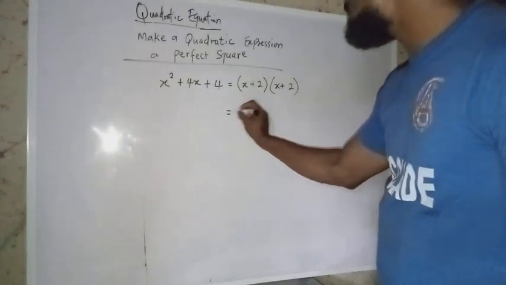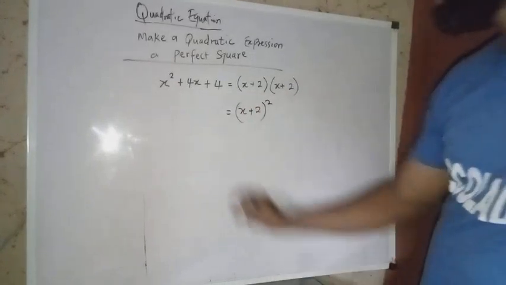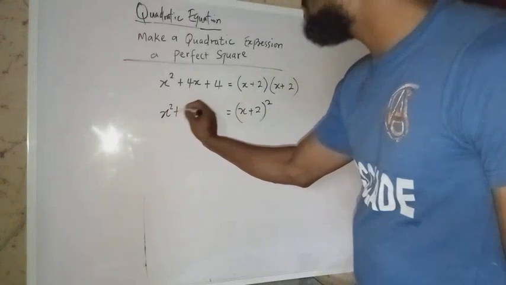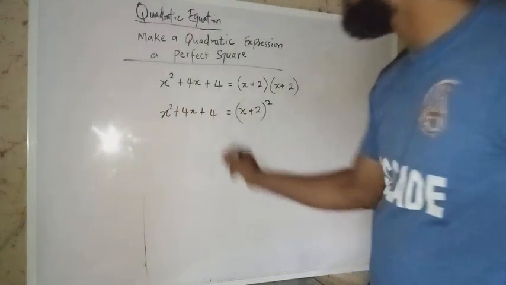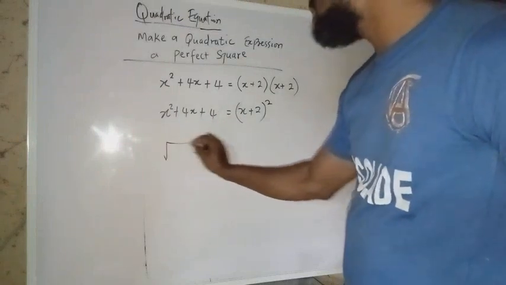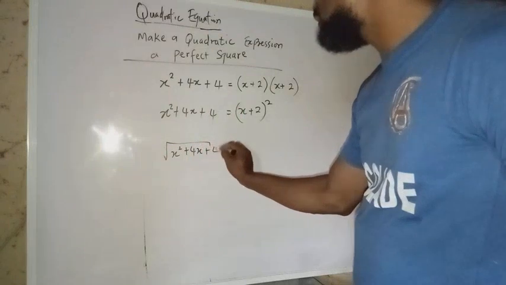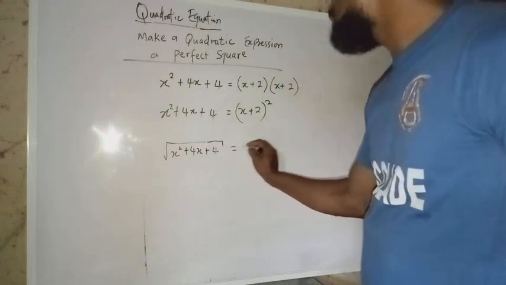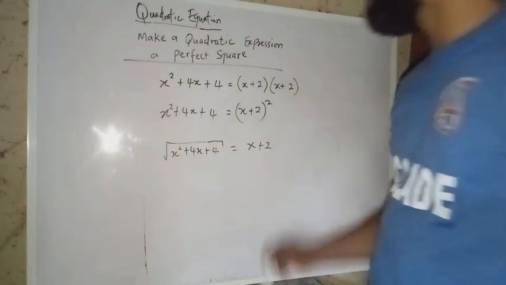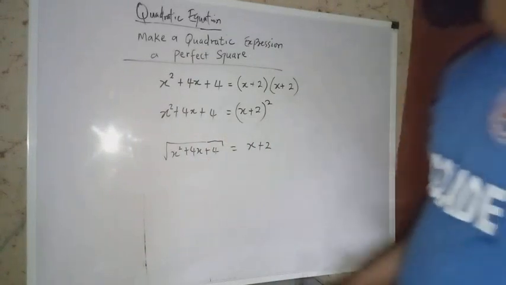So that means x plus 2 squared is the same thing as x squared plus 4x plus 4, right? So if I'm taking the square root of this guy, square root of x squared plus 4x plus 4 is going to be the same thing as what? x plus 2. So the square root of this is this. You get it, right? Yeah.